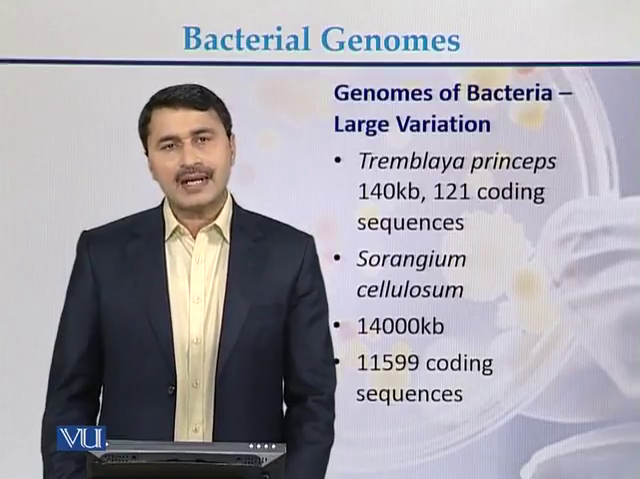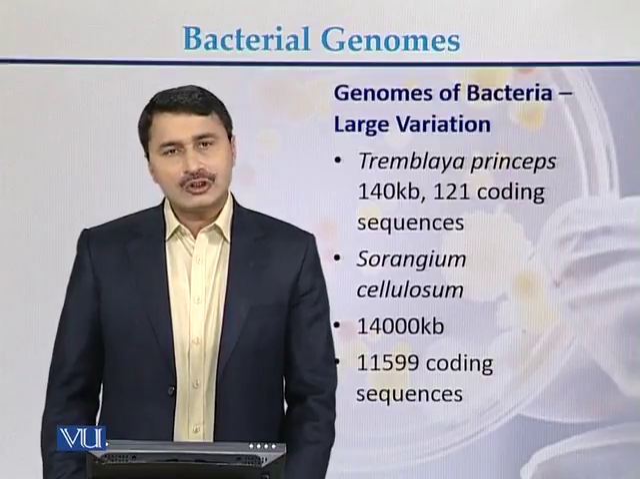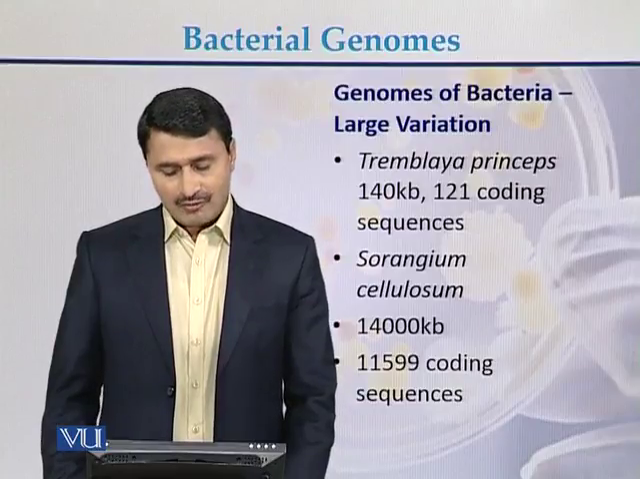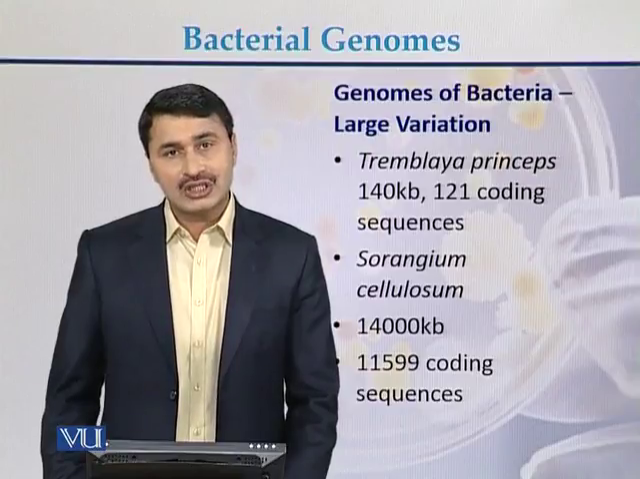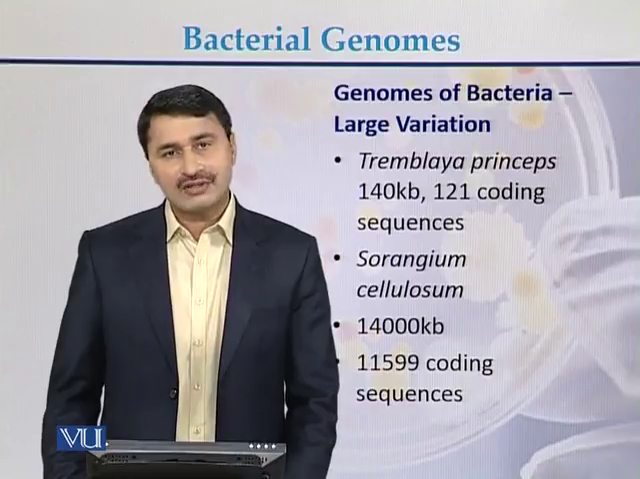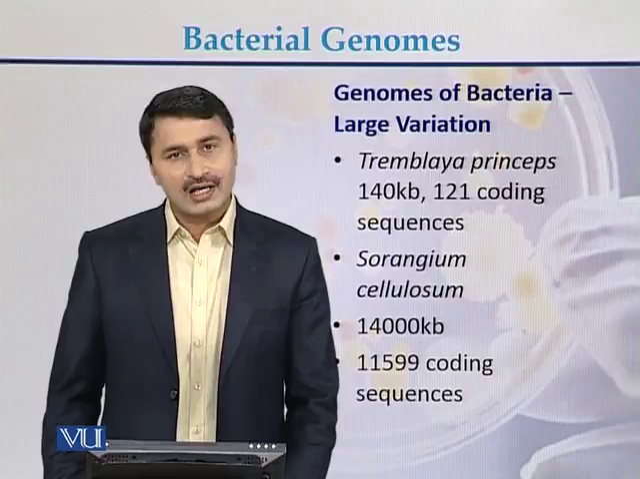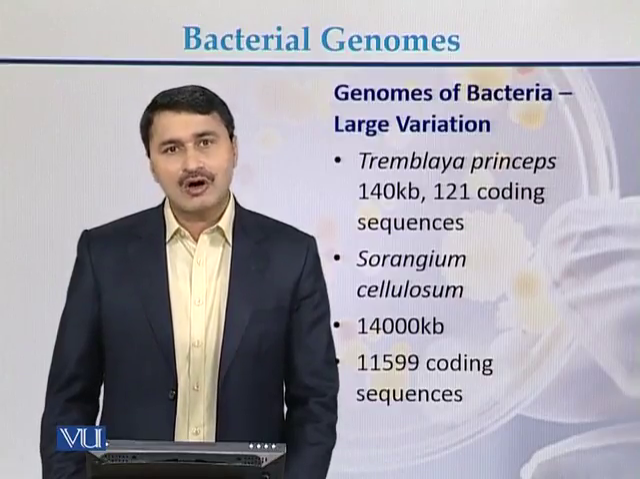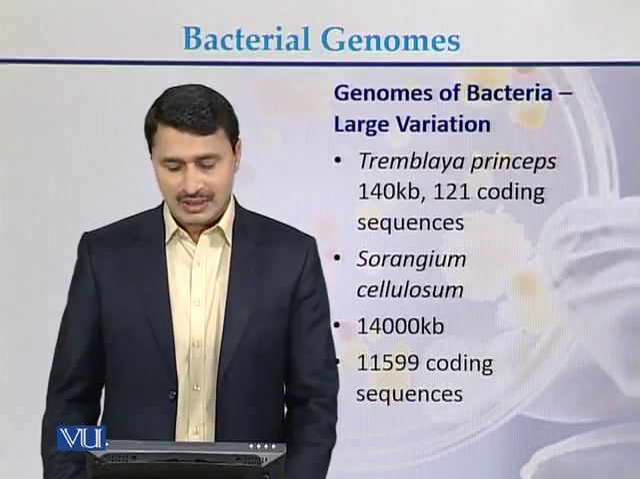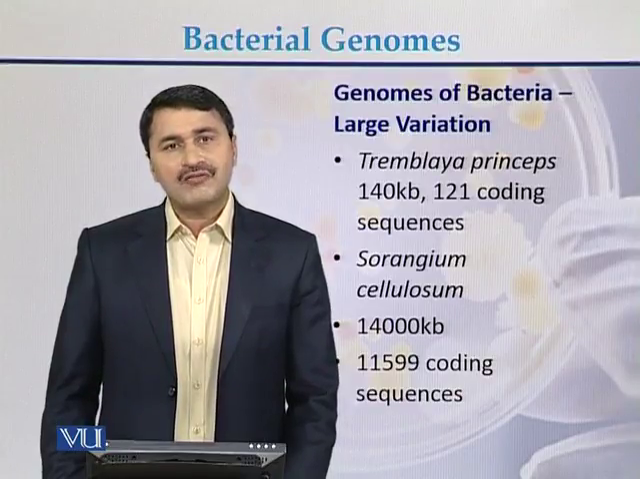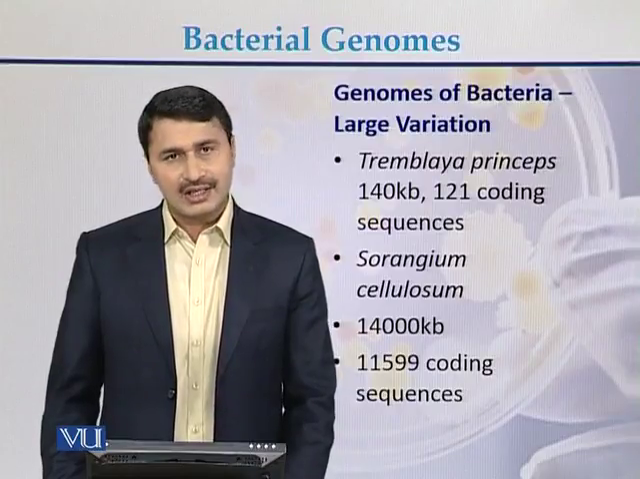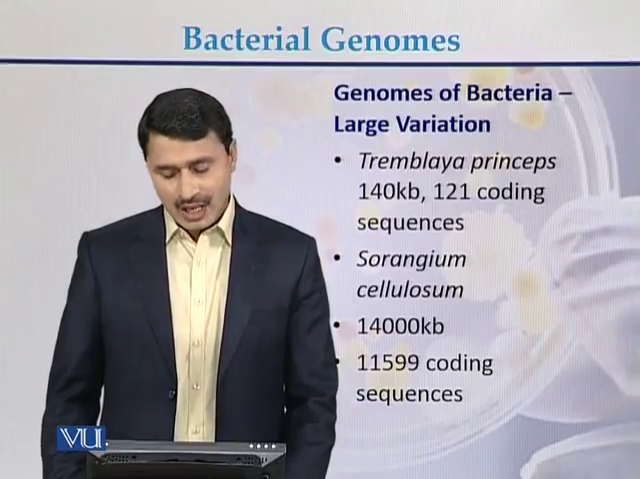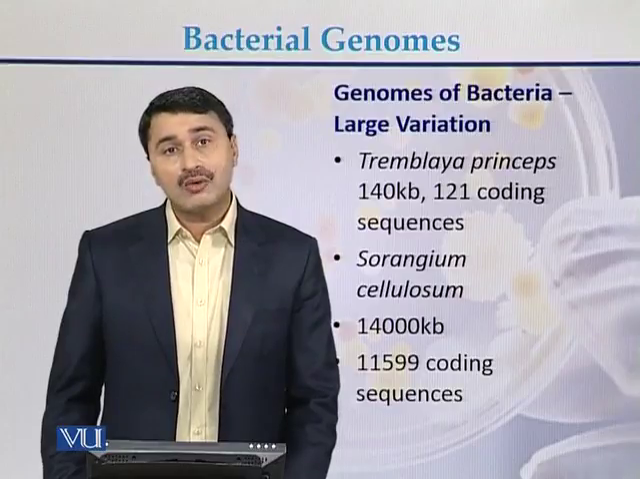While on the other hand, in another bacteria, Sorangium cellulosum, the genome of S. cellulosum consists of 14,000 kb in size, while there are 11,599 coding sequences. So we can see that there is a large variation in the genomes of bacteria. On one hand, the genome of one of the bacteria is 140 kb. On the other hand, the size of the genome of another bacteria is 14,000 kb. Considering the variation in the number of genes, Tremblaya princeps has 121 genes, while Sorangium cellulosum has approximately 12,000 genes.